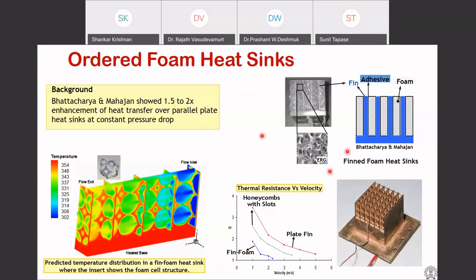In the stochastic foam that is shown here, let me do one thing. Just give me a second.